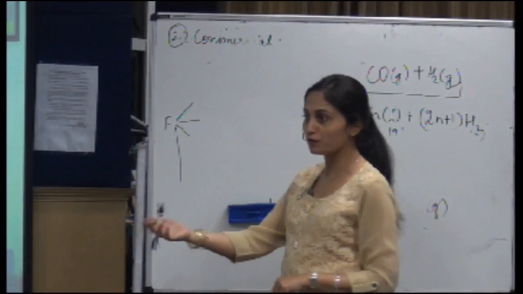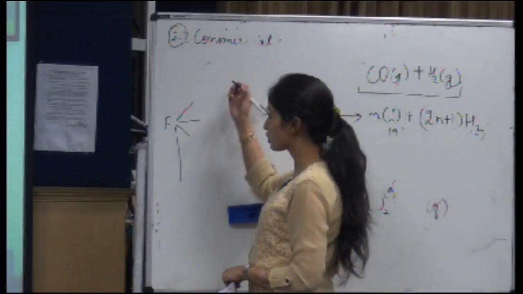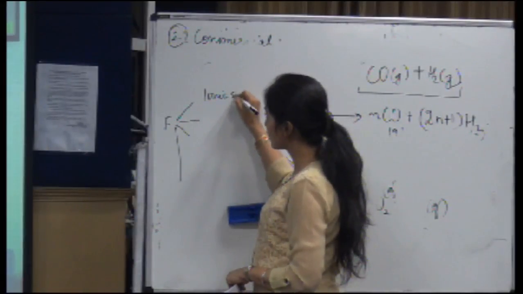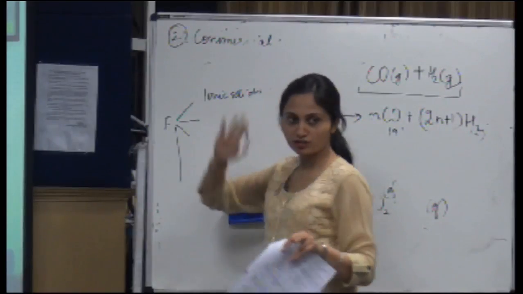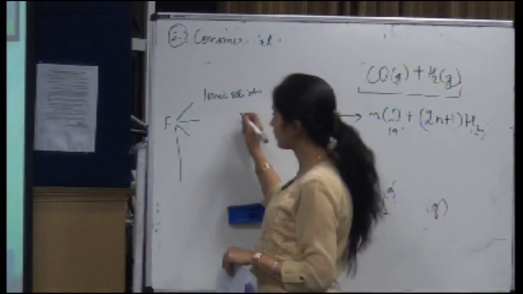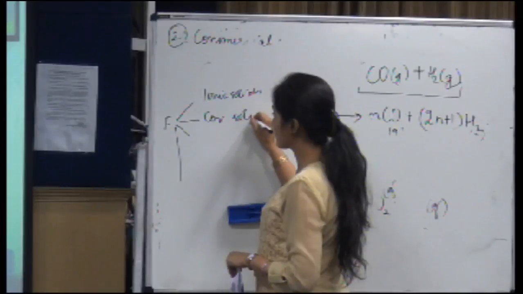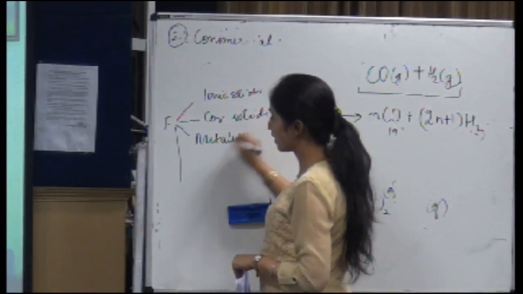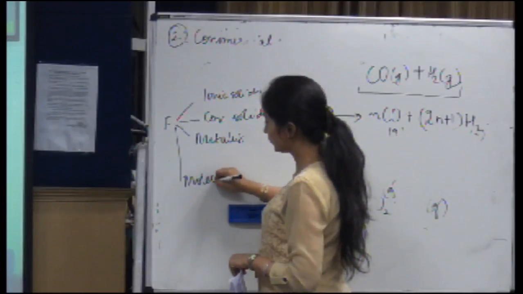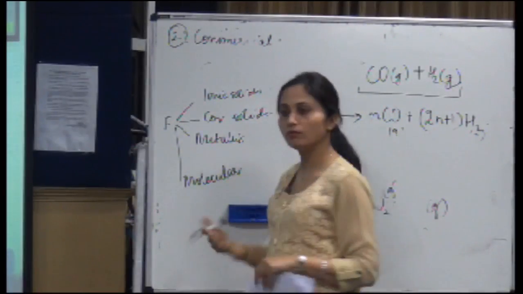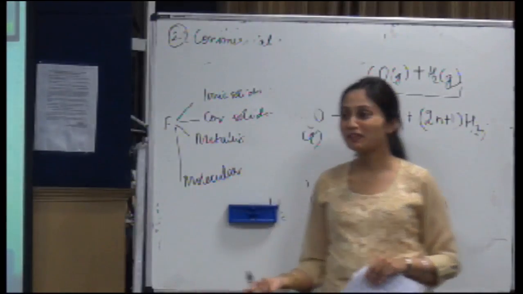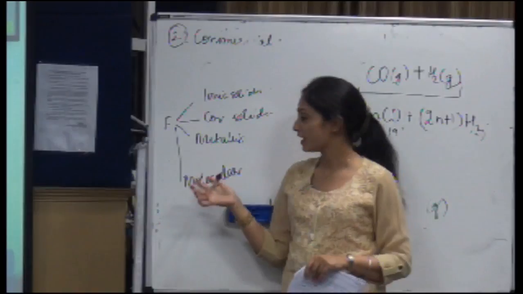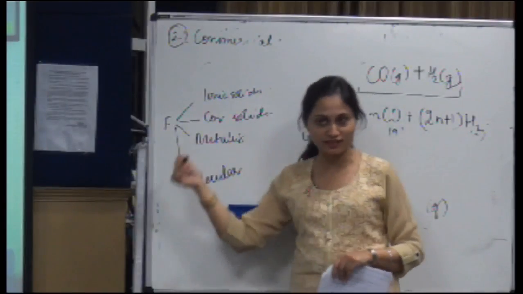For those of you who've started doing it, when we talk about different forces, you talk about ionic solids. This is just a revision. So we take a break. Ionic solids, we have covalent solids, you have metallic solids, and then you have molecular solids. Generally when we talk about molecular solids, let's come to this category.